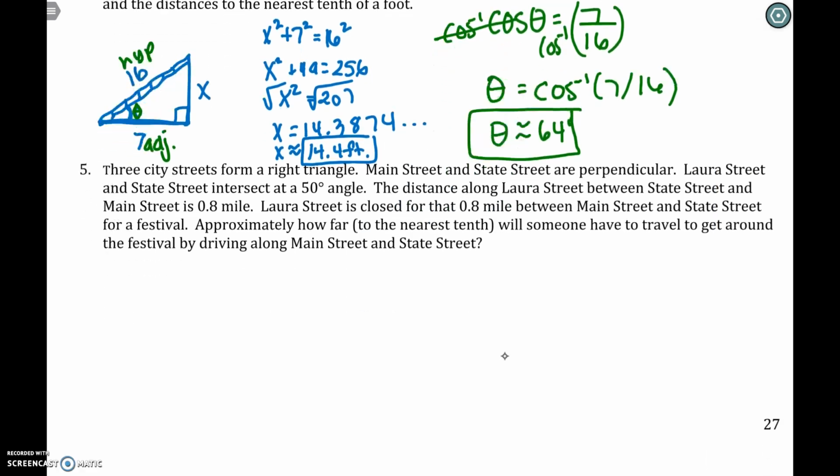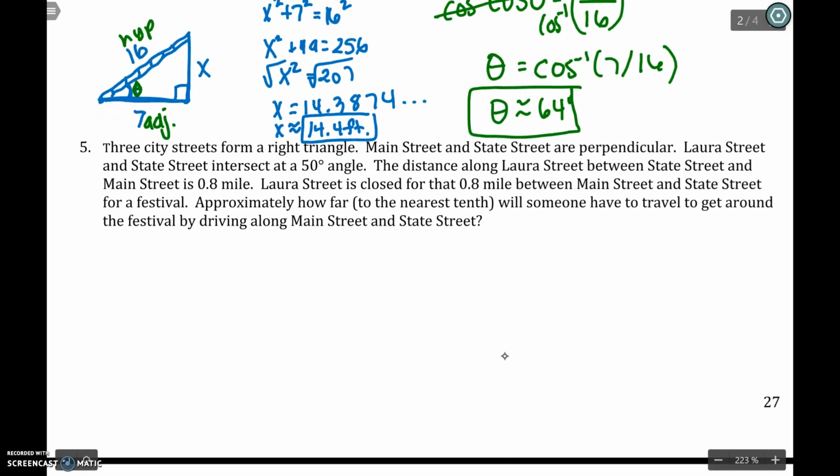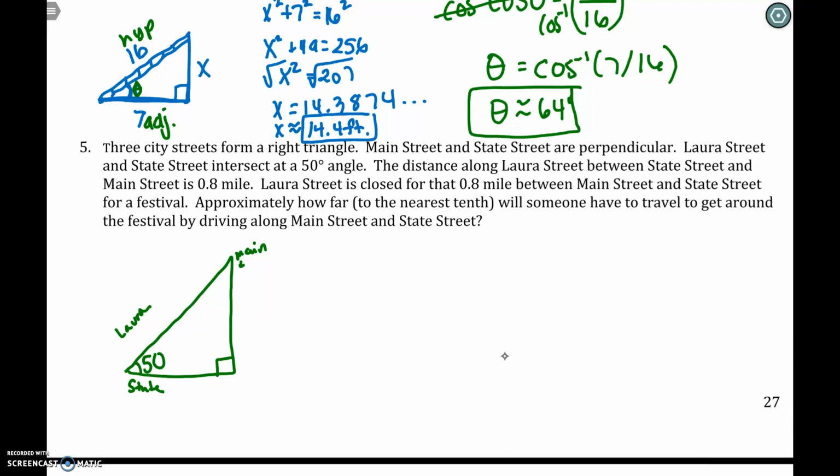All right. Finally, number 5, 3 city streets form a right triangle. Main Street and State Street are perpendicular, so this will be Main and this will be State, since those are forming the right angle. Laura Street and State Street, so this third one has to be Laura Street, intersect at a 50-degree angle, so where they meet is 50 degrees. The distance along Laura Street between State Street and Main Street, this distance is 0.8 of a mile, so this is 0.8.